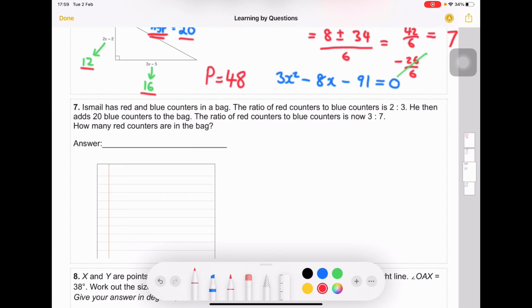Question 7. Ishmael has red and blue counters in a bag. The ratio of red counters to blue counters is 2 to 3. He then adds 20 blue counters to the bag. The ratio becomes 3 to 7. So initially we have a ratio of 2 to 3. So we have 2x, so 2 parts, each part is worth x, and 3 parts.